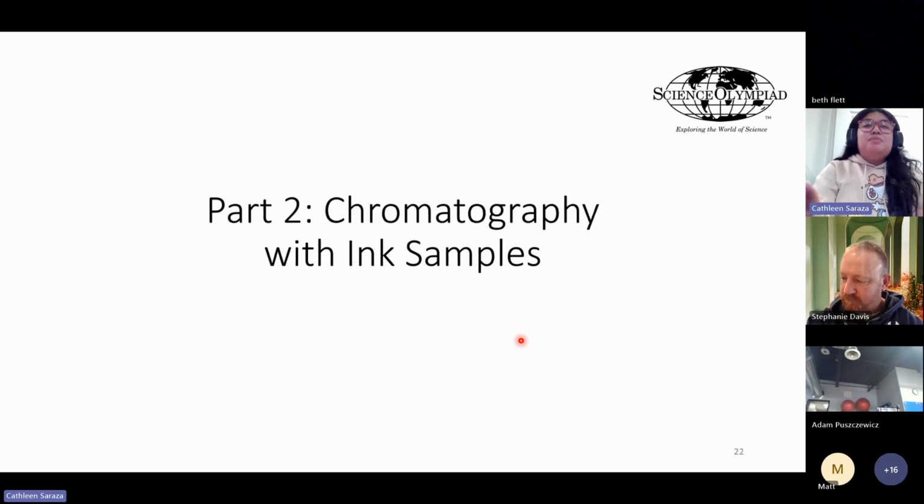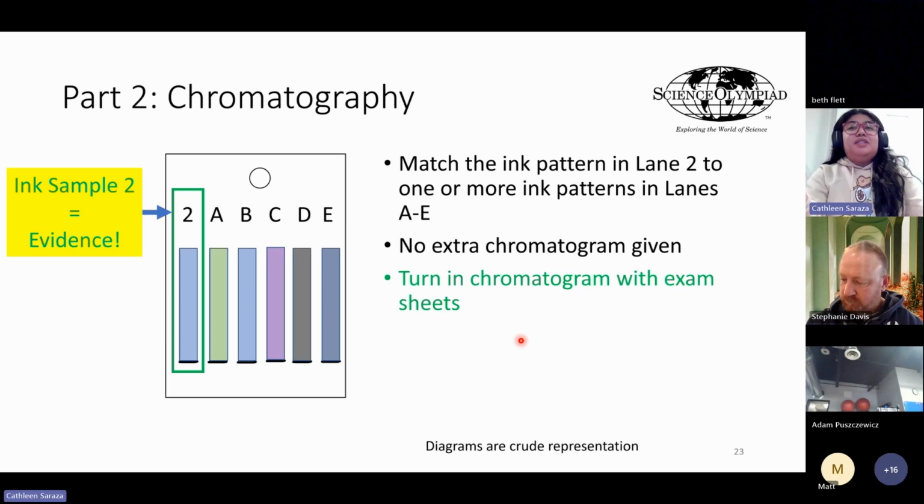Okay, so we'll move on to chromatography with the ink samples. The whole point of chromatography is to basically take, let's say, one substance and then put it into a liquid that will then separate that substance into its parts. You'll see in a bit that, let's get there when we get there.